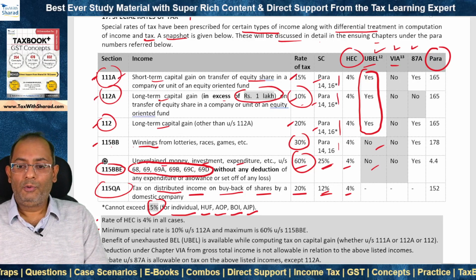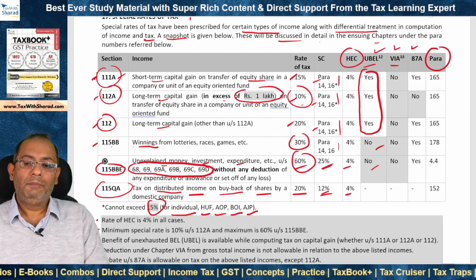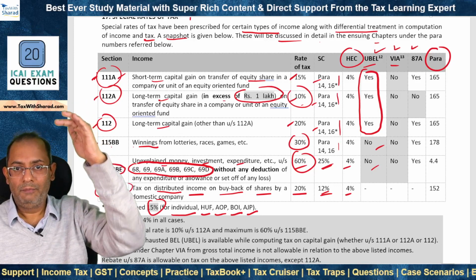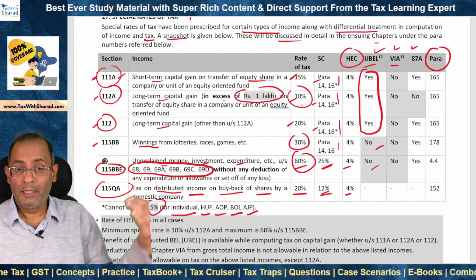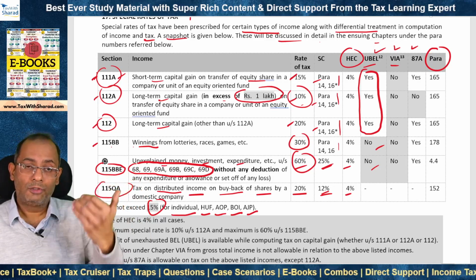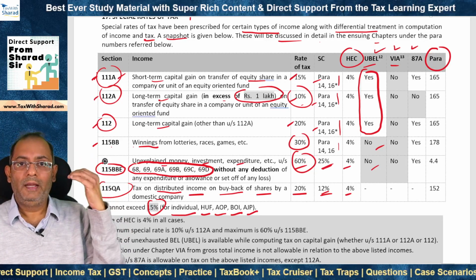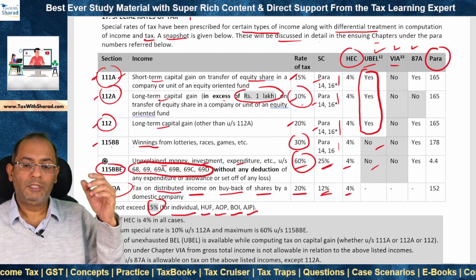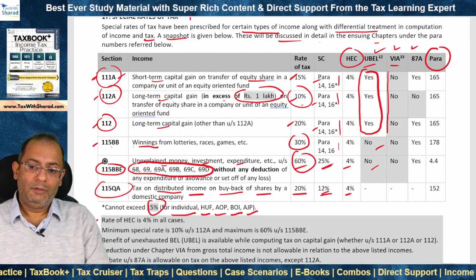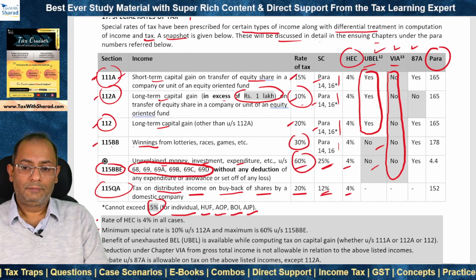Next is this concept where we do not provide deduction under chapter VIA from the gross total income, right? So as we know, we first compute the gross total income and then we provide deduction under section 80C, 80D, etc., from the gross total income, and these are contained in chapter VIA. We are not supposed to provide these deductions in respect of incomes which are taxable at special rates. So deductions under chapter VIA are not available in all these cases.